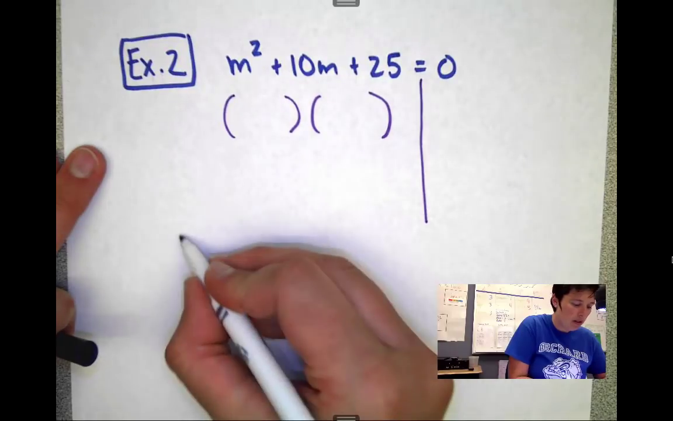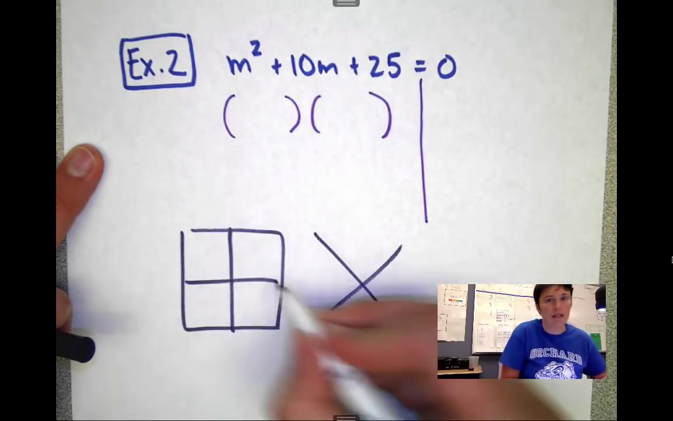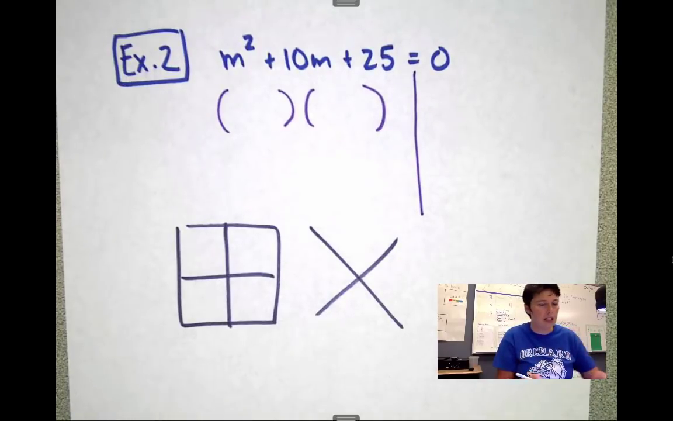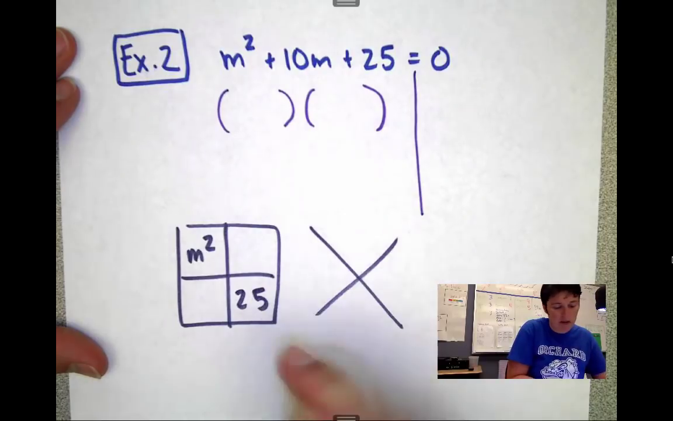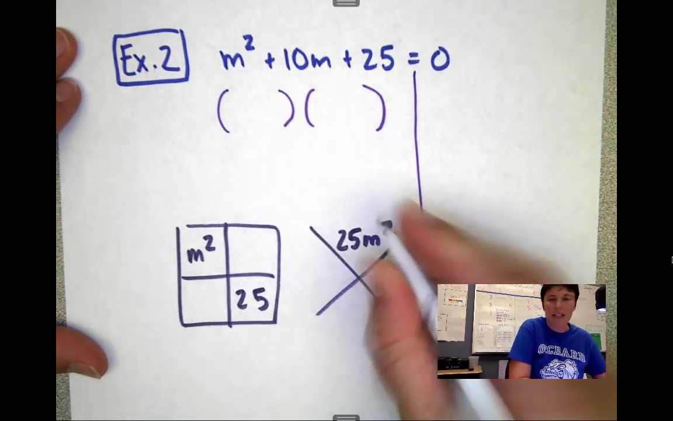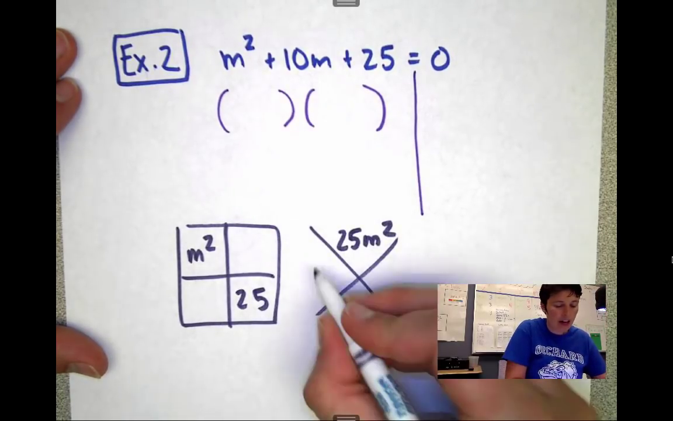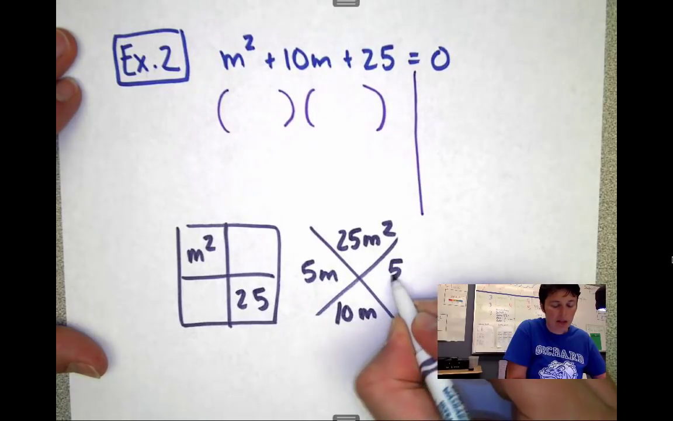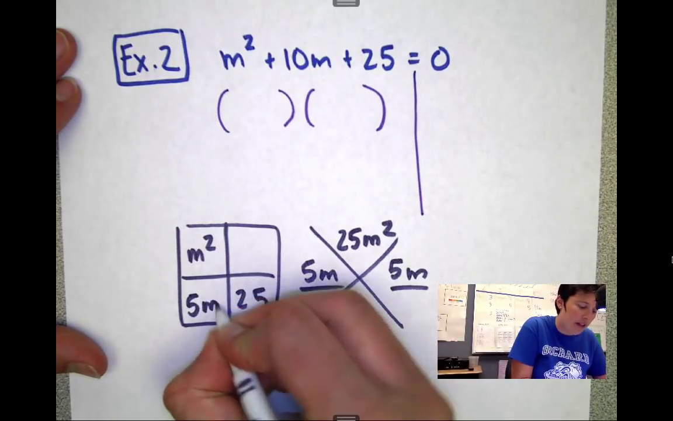Down below, I'm going to do a quick rectangle diamond. Again, we've practiced this in class a lot, so we're just real speedy at this. I'm going to put the m squared in the corner and the 25 across from it. I'm going to multiply that together to get 25m squared. I've got 10m in the middle, which is going to go here. What I know is 5 times 5 would give me 25, and 5 plus 5 would give me 10. So I'm going to use 5m and 5m.